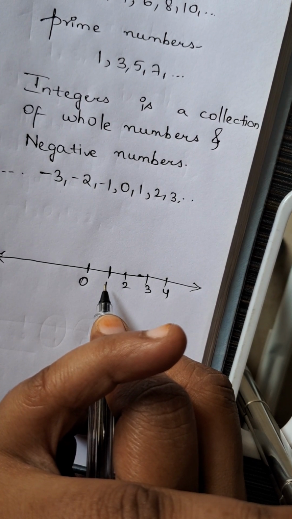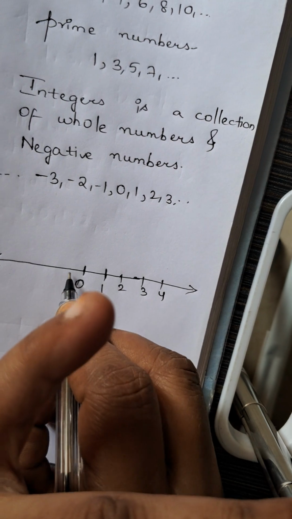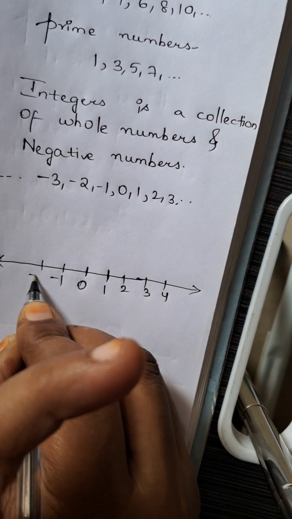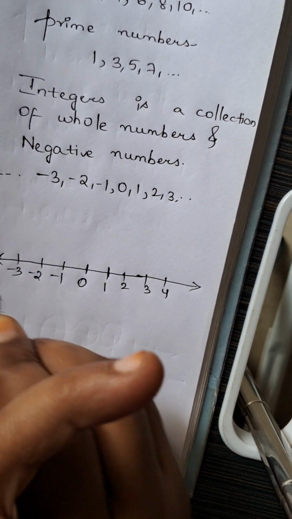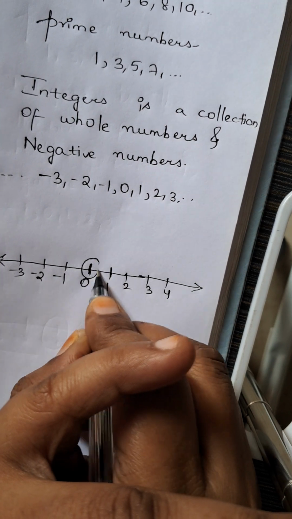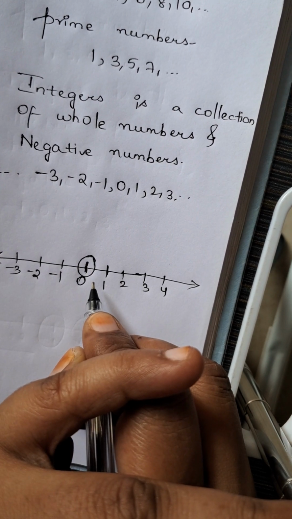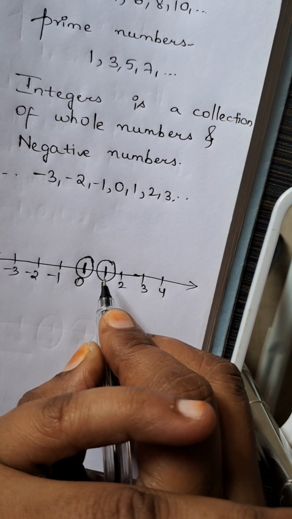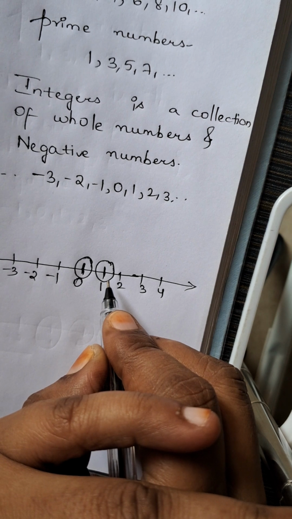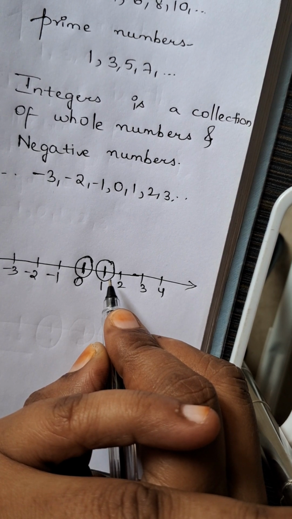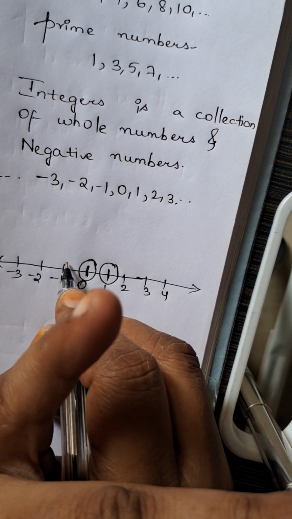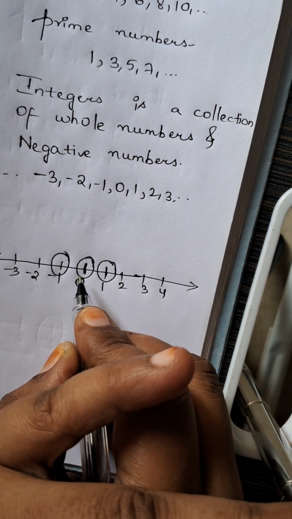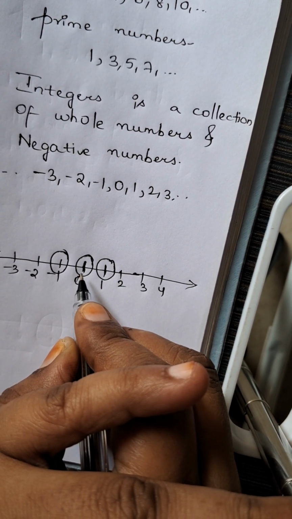And all the negative integers will be on the left side, means -1, -2, -3 and so on. Here 0 doesn't have any positive or negative sign. 1 is the smallest positive integer and -1 is the greatest negative integer.